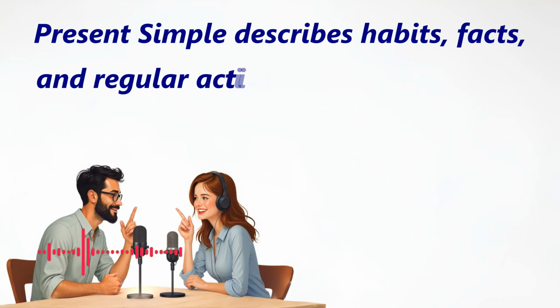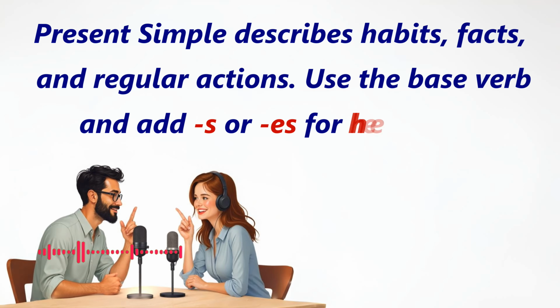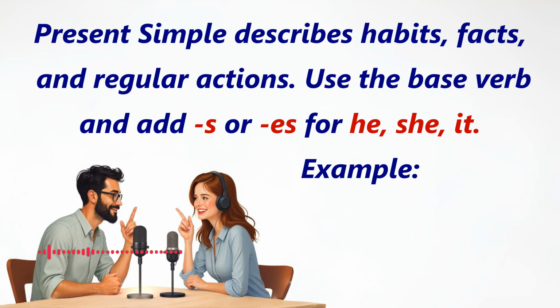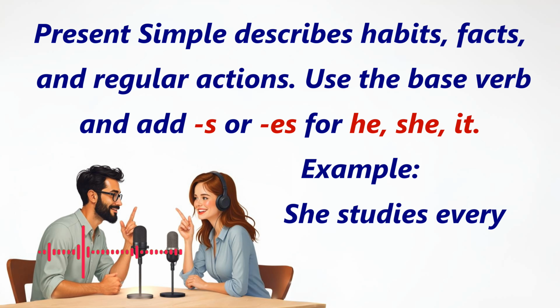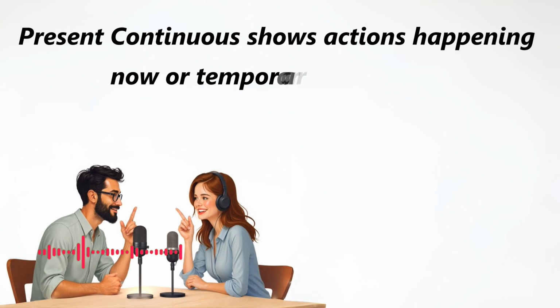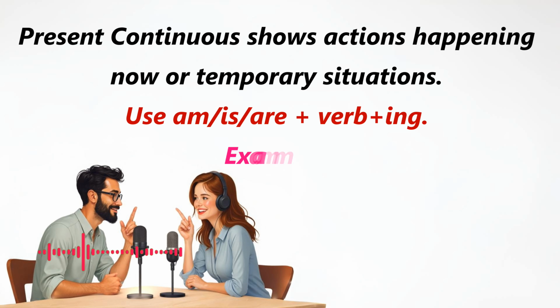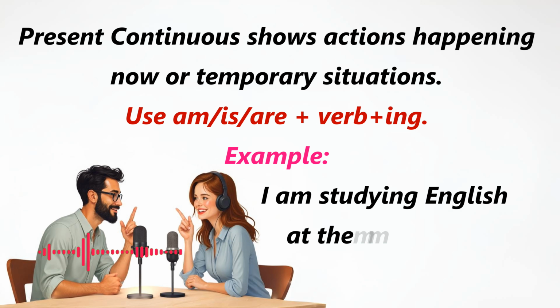Present simple describes habits, facts, and regular actions. Use the base verb and add s or es for he, she, it. Example: she studies every morning. Present continuous shows actions happening now or temporary situations. Use am, is, are, plus verb plus ing. Example: I am studying English at the moment.